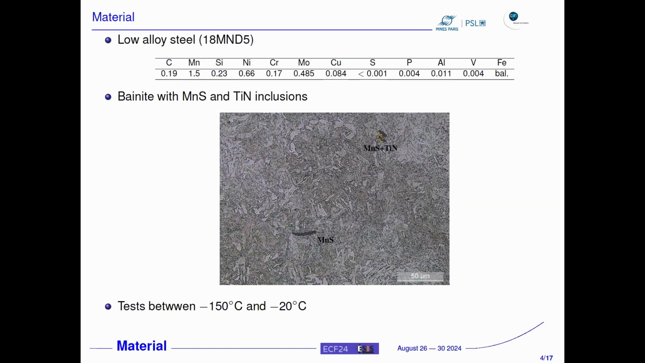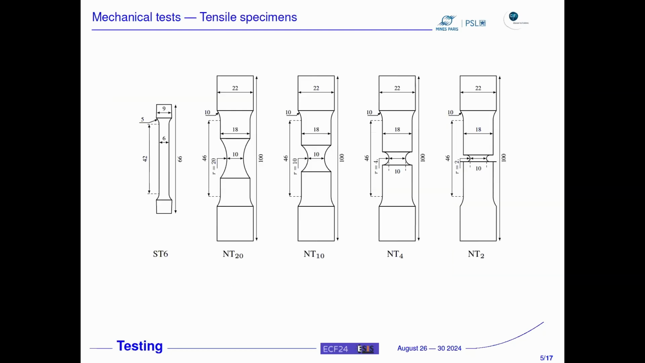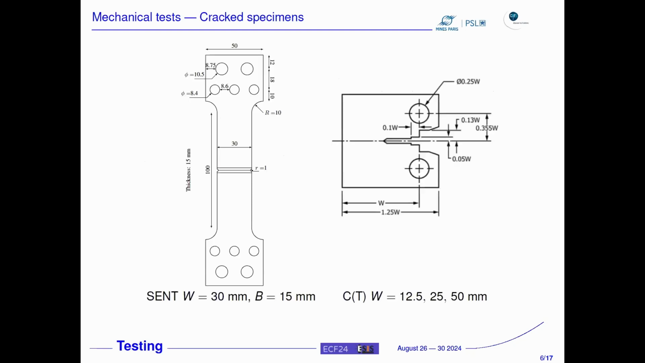And we have been using tests between -150 and -20 C. So we had tensile tests, regular smooth bar and different notch bars with different notch radii from 20 microns down to 2 microns. And this increases the notch severity and the stress triaxiality within the material. We also use a cracked specimen. So most of the time we use CT specimen with different sizes to check for the size effect.